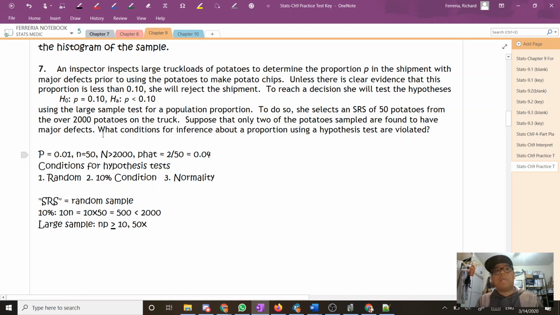Well, that's from the null hypothesis up here. P is 0.10. Let's see, what did we get? 5. That's a fail because it's less than 10. Fail.